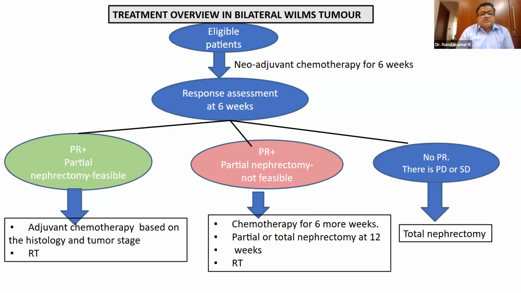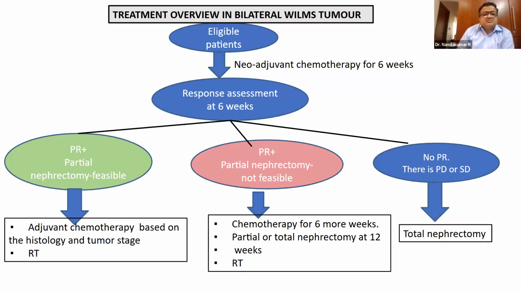Now, a brief overview of what is done in bilateral Wilms tumor. The basic principle of bilateral Wilms tumor is that the tumor is seen in both kidneys, so you can't take away both the kidneys. So you're going to implement something called nephron sparing surgery. You're trying to preserve as much renal tissue as possible so that you prevent end-stage renal disease.